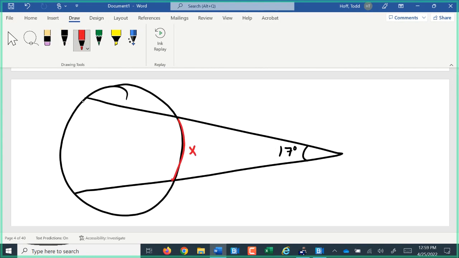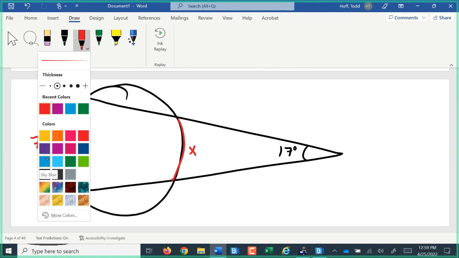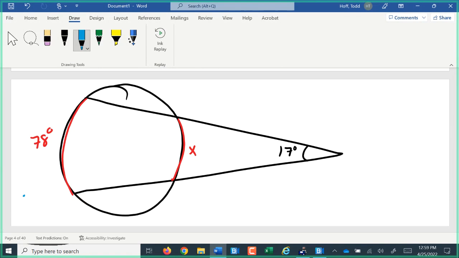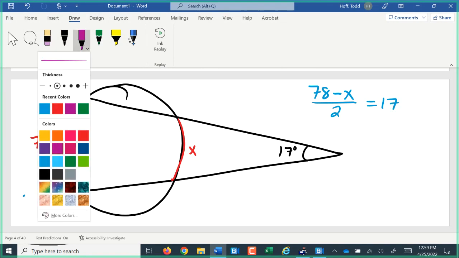This is my x, and this is, let's say, 78 degrees. How do I find x? This one is significantly more difficult than the previous example. 78 minus x, over 2, equals 17.